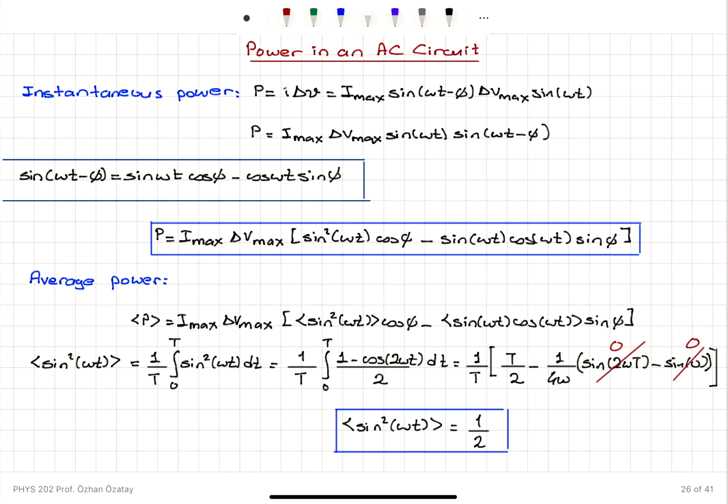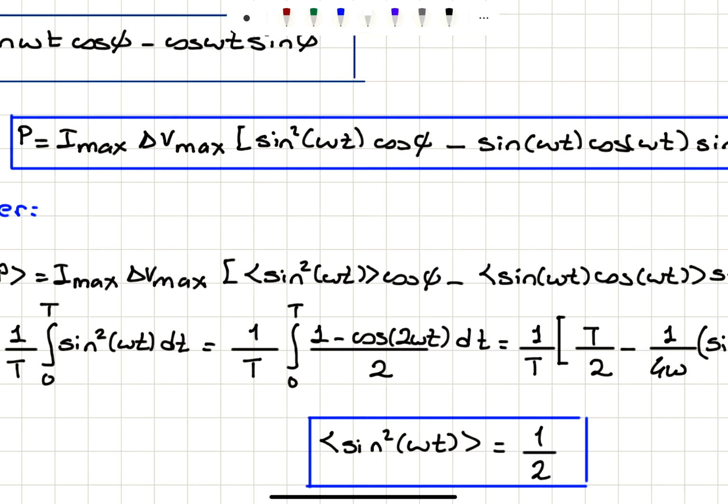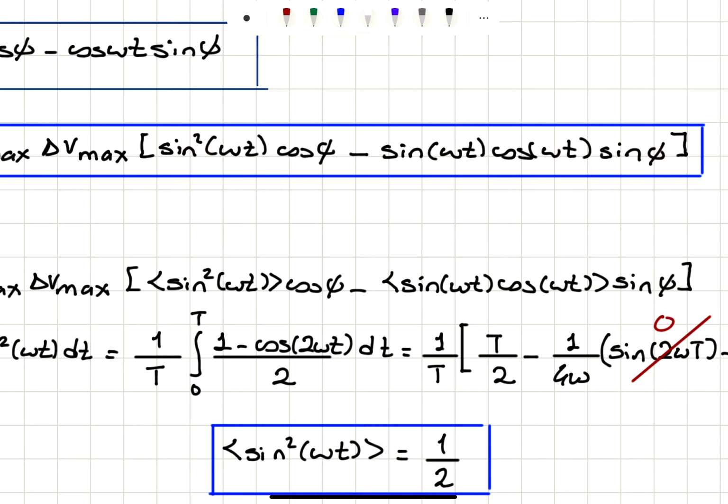Now what we really care about is not the value of the power delivered at a certain point in time, but rather the average value of the power. So how do I calculate the average power? I take the average of this equality, so that is going to give me the average of sine squared ωt cosine φ minus the average of sine ωt cosine ωt multiplied with sine φ. Because these are constants, I don't have to consider their time averages.